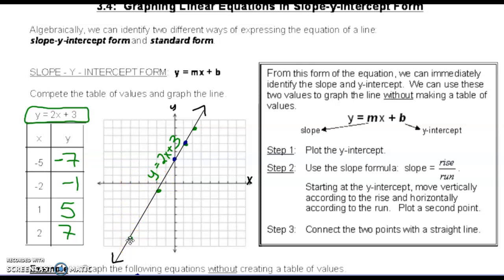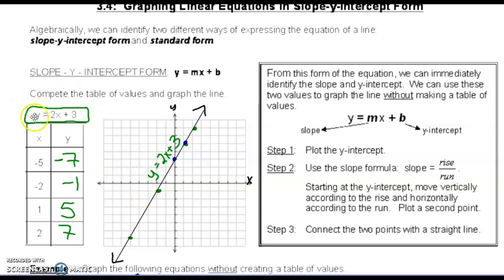My next ordered pair, -2, -1. Starting at 0, 0, I move left 2, down 1. 1, 5. From 0, 0, I move right 1, up 5. So I plot my points and I connect them with a straight line. Remember to show arrows on either end because your line extends on. Okay? My axes are labeled. There's my x-axis, my y-axis, and I've also labeled my line.